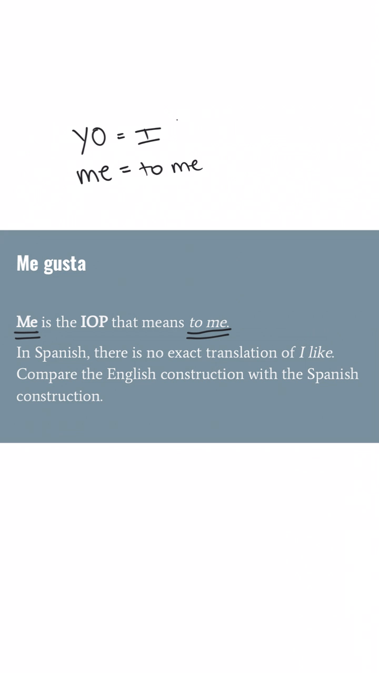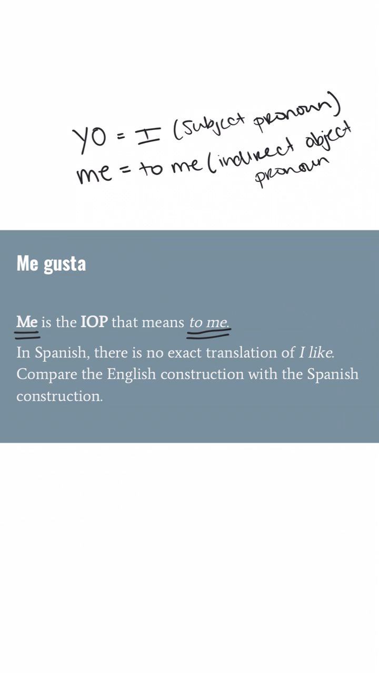You have "yo," which is the subject pronoun, and then you have "me," which is the indirect object pronoun, or like we said, the IOP. All right. So in Spanish, it's super important to note here that there is no exact translation of "I like," okay? We are going to look at a comparison between the English construction and the Spanish construction, and I think you'll get to know what I mean.